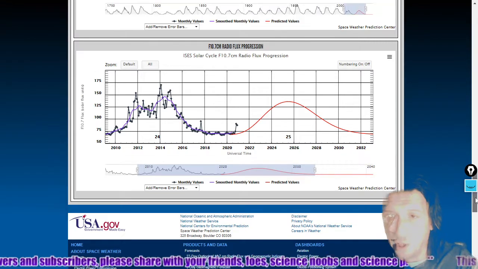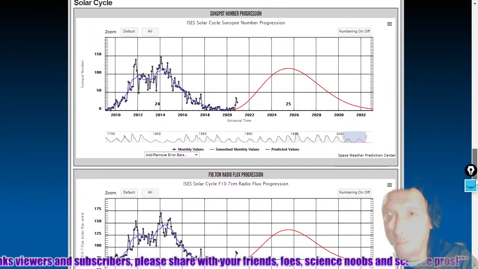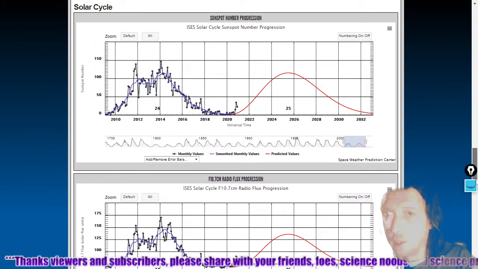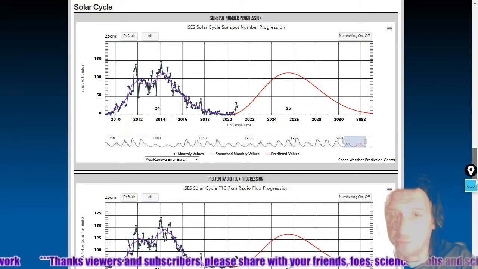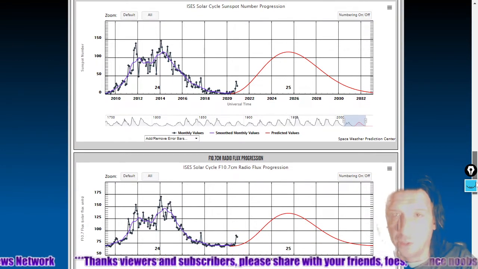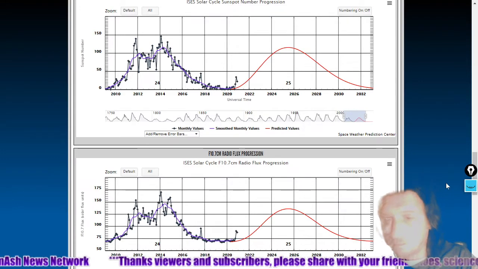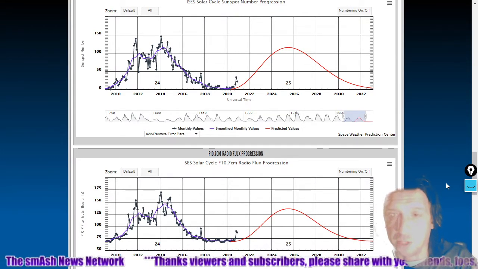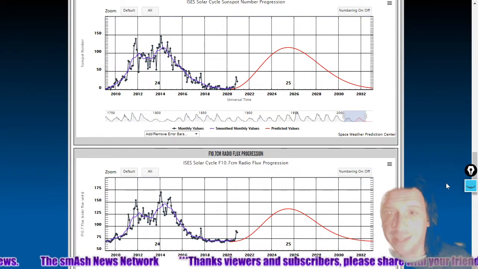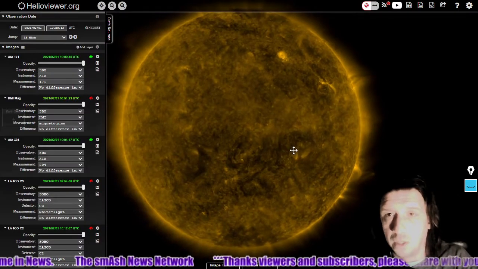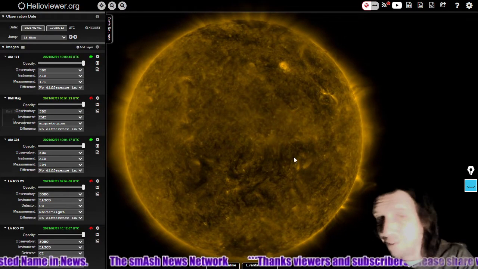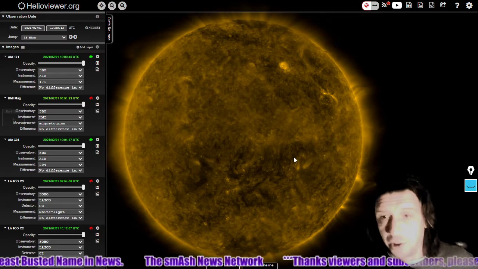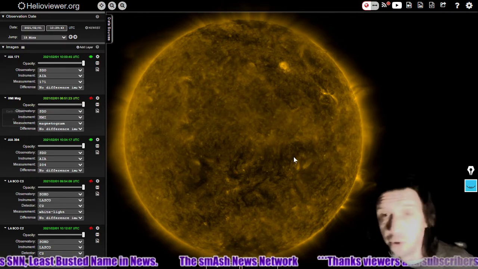For you new viewers, the radio flux is a proportional data set to sunspot number. You can see how similar those charts are there through cycle 24 and all the cycles of radio flux and sunspot number progression. We've got some great HelioViewer movies, as we do most days. As long as the site's up, we'll hook you up.